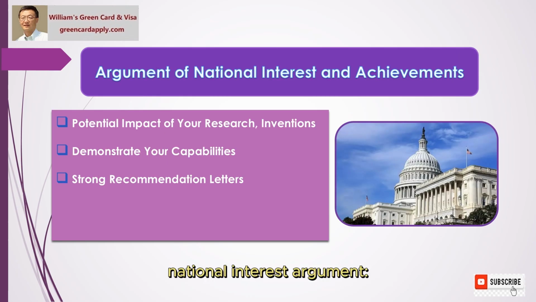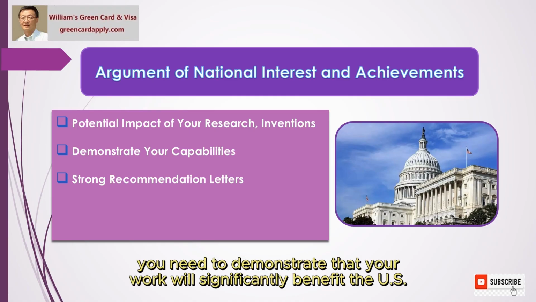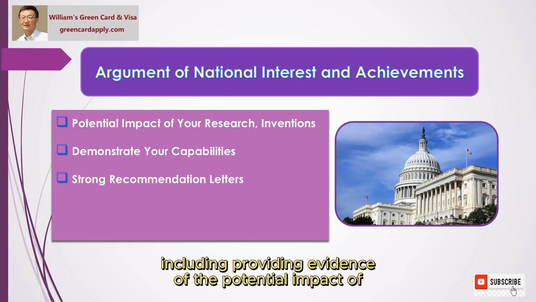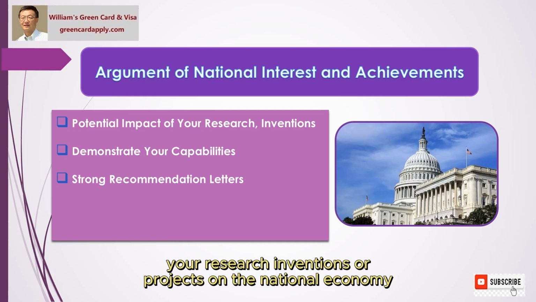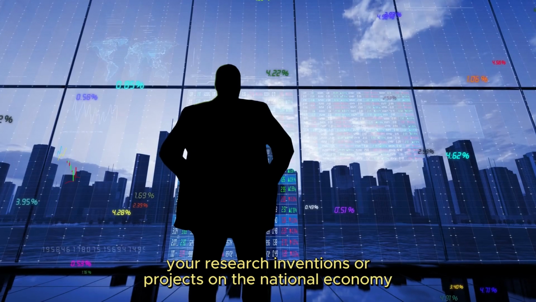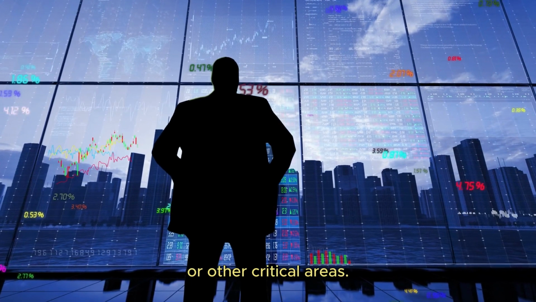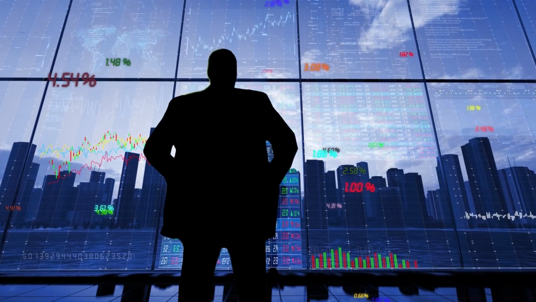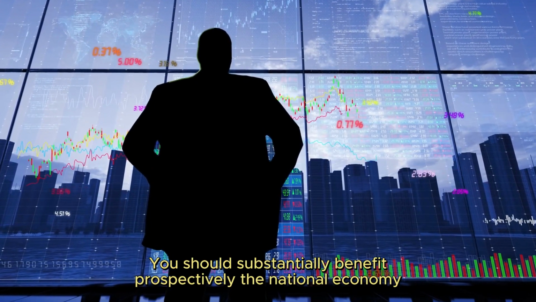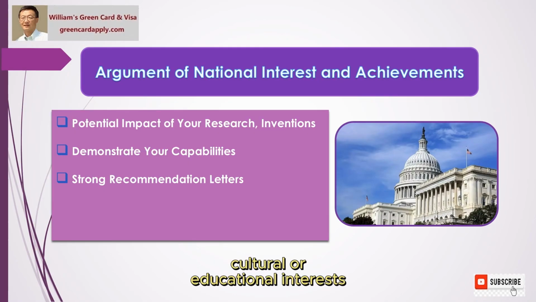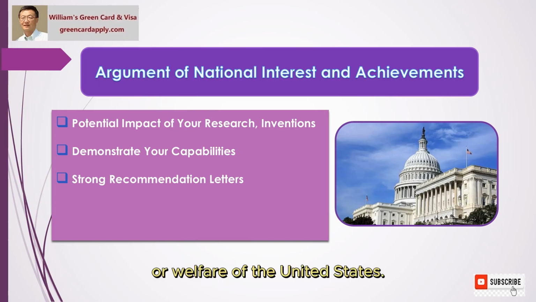2. National interest argument. You need to demonstrate that your work will significantly benefit the U.S., including providing evidence of the potential impact of your research, inventions, or projects on the national economy, healthcare, or other critical areas. You should substantially benefit prospectively the national economy, cultural or educational interests, or welfare of the United States.